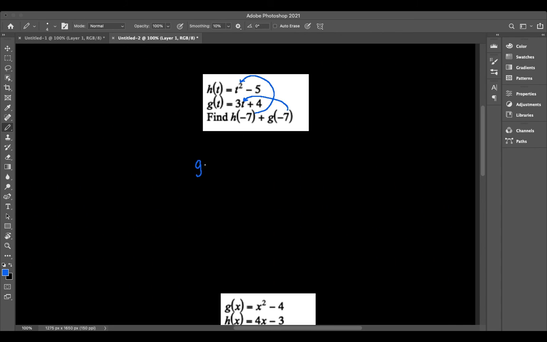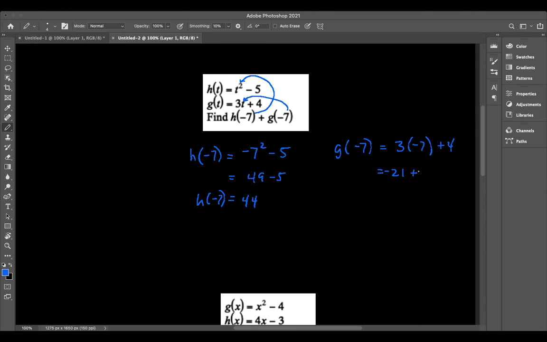So h of -7 is -7 squared minus 5. Okay, and that works out to be 49 minus 5, which is 44. So h of -7 is 44. And then we do the other one, g of -7 equals 3 times -7 plus 4. So it's -21 plus 4, which gives us the value of -17. Okay, so g of -7 is -17.